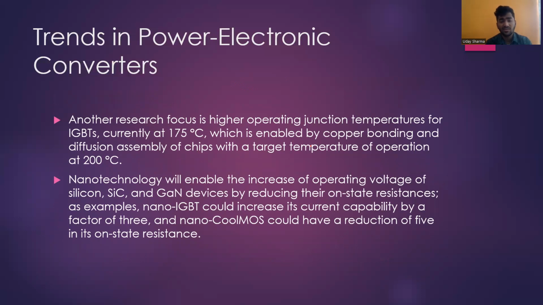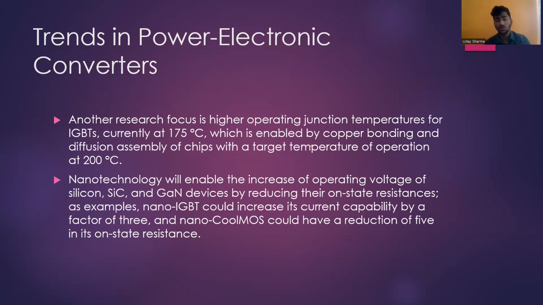As we know, in any appliance, increasing the temperature reduces the working of the components. Even a 1 degree Celsius change varies the efficiency of the system. Currently, silicon-based IGBTs have a working temperature of 175 degrees Celsius, and research is being done to increase the working temperature of these IGBTs to 200 degrees Celsius so that they can work at this temperature too.